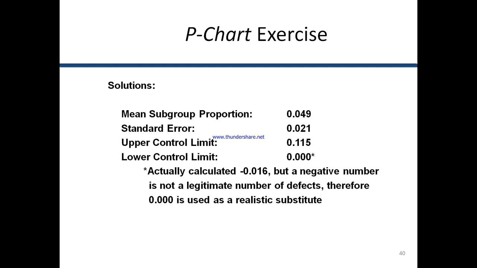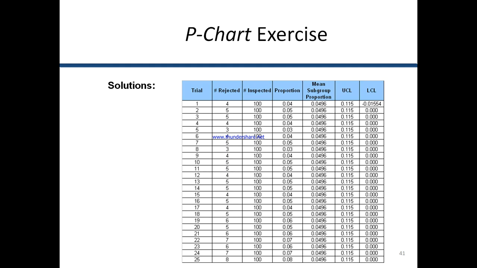And then, based on the formulas, you can calculate the standard error, and then the upper control limit and the lower control limit. In this case also, when you calculate the lower control limit, you will get a negative number. We cannot accept negative numbers for the lower control limit, so whenever you get a negative number, you have to set it as 0. So in this case also, the lower control limit is 0, the upper control limit is 0.115, the standard error is 0.021, and the average of the proportion values is 0.049.